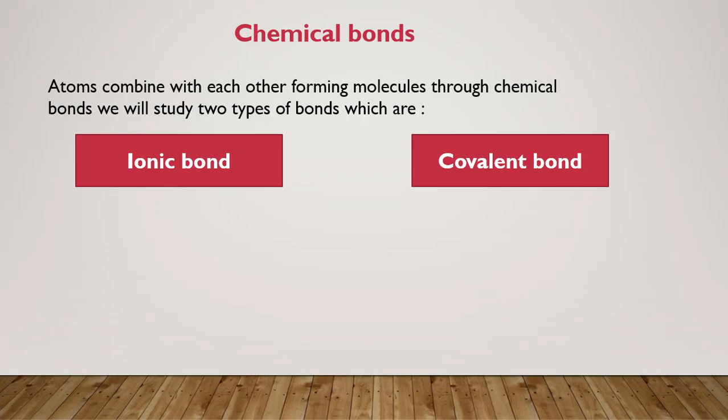The second part of the lesson is the chemical bonds. The atoms combine with each other, forming molecules through chemical bonds. And we have 2 types of chemical bonds, which are ionic bond and covalent bond.